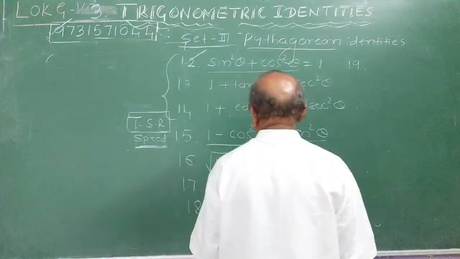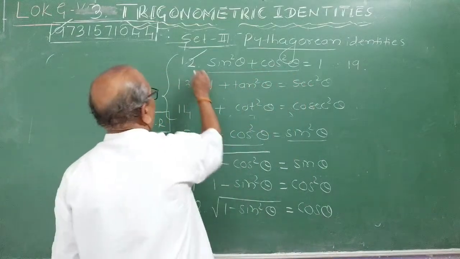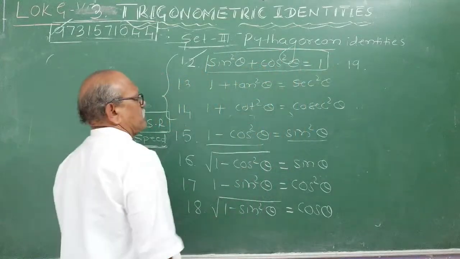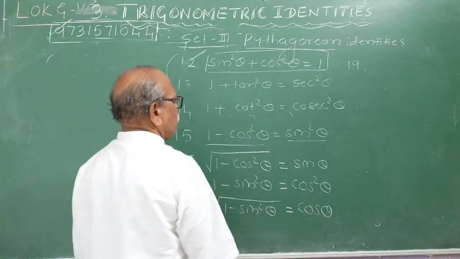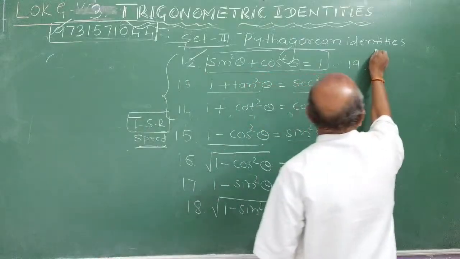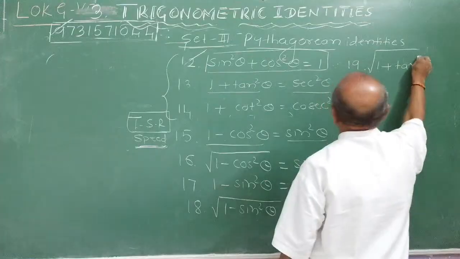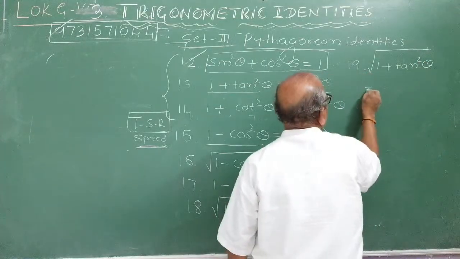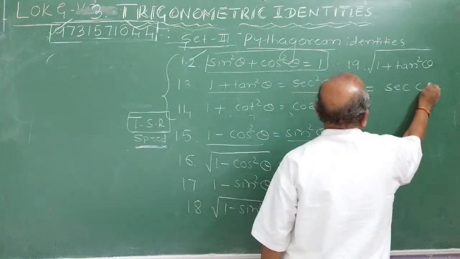19th. Now all the identities of 1 plus sin square theta plus cos square theta are over. Now you take tan square theta. First of all, you do one thing. Take the square root of it on both sides. What do you get? Root of 1 plus tan square theta is equal to, what is the square root of sec square theta? It is sec theta.